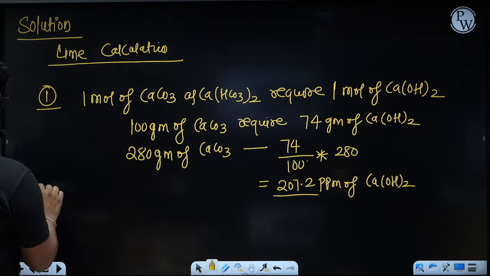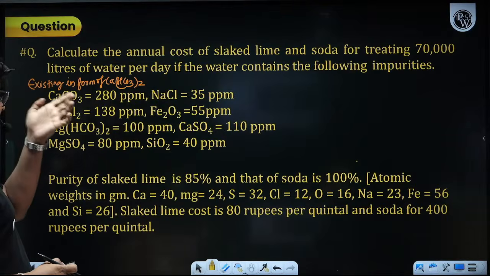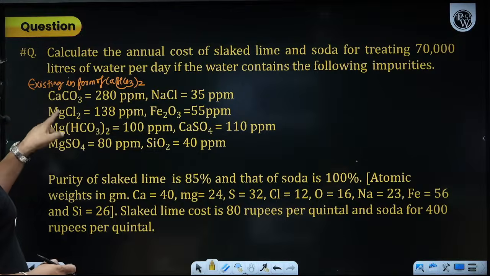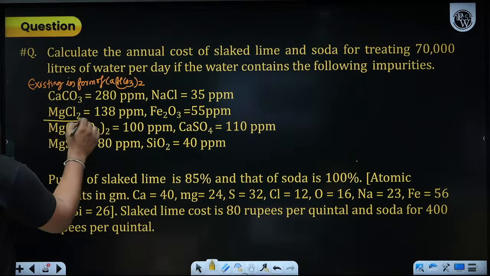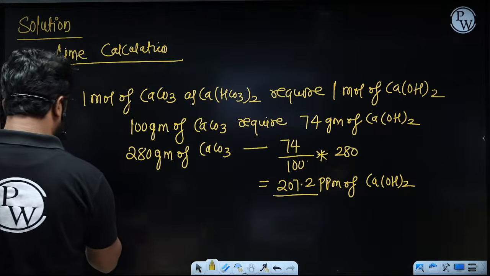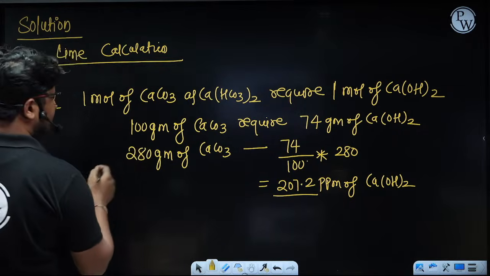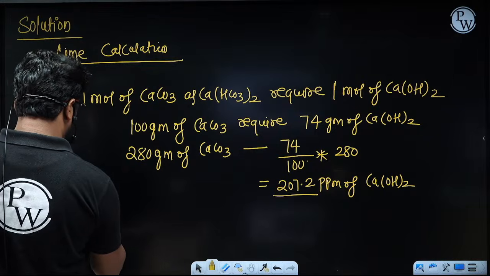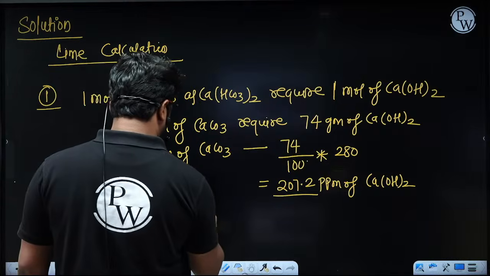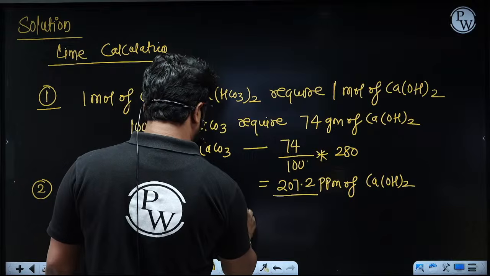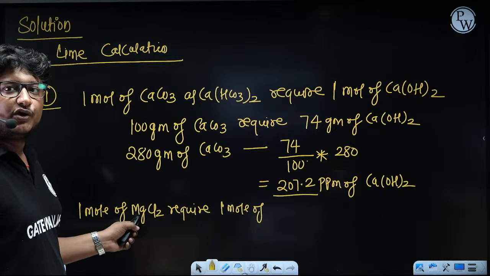Now this is for the one. You know, lime is something which is used for others also. NaCl will not require lime. MgCl2, magnesium non-carbonate hardness, needs lime. So again, 1 mole of MgCl2 requires 1 mole of Ca(OH)2. How am I able to write this? Based on the reactions which I told you at the start of the class.